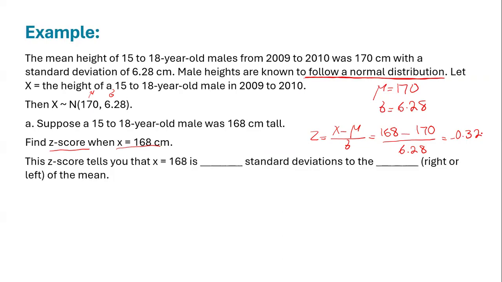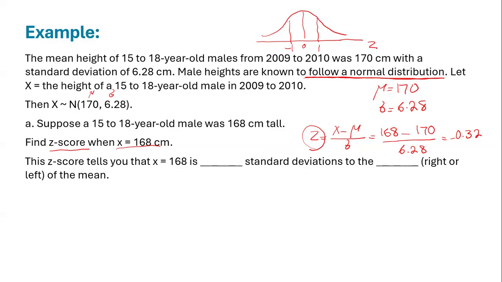Now it says this z-score tells you that 168 is how many standard deviations? Something that's important here is that every z value gives you the number of standard deviations. If you remember when we talked about the standard normal distribution, we said that the mean is 0 and the standard deviation is 1. And the numbers on the number line are z values. So z values are the number of standard deviations.